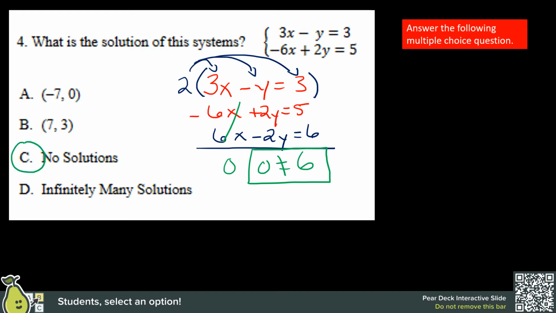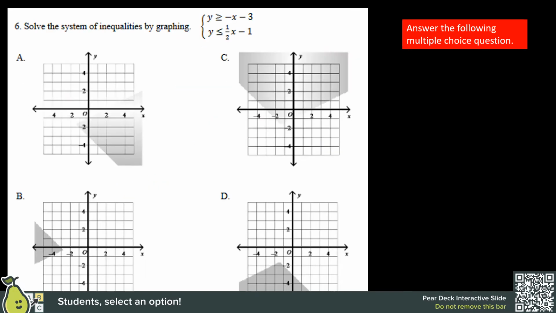Okay, I want you guys to graph these two. And you're going to observe that these two lines are parallel. In other words, they don't touch. So there's no solution. Okay. Let's go ahead and move on.